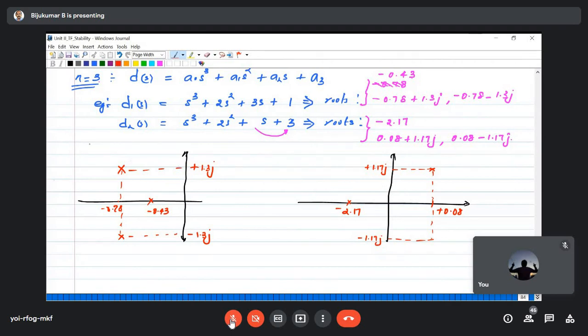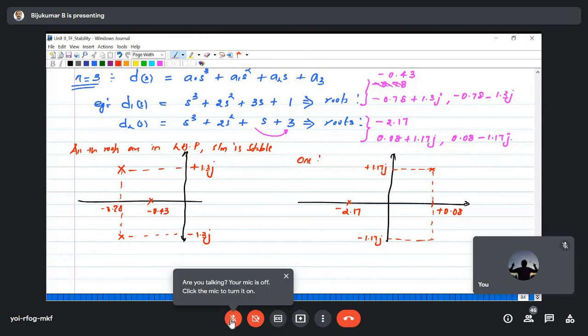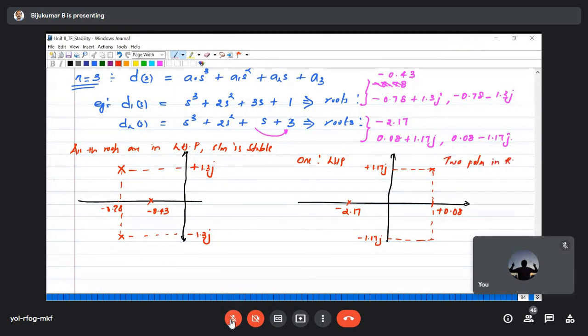Okay. So while seeing this, you can understand that here all the roots are in LHP, so the system is stable. And what about this? Here you can see that one pole is in LHP, right? And the other two poles are in RHP. So what do you understand from this analysis?